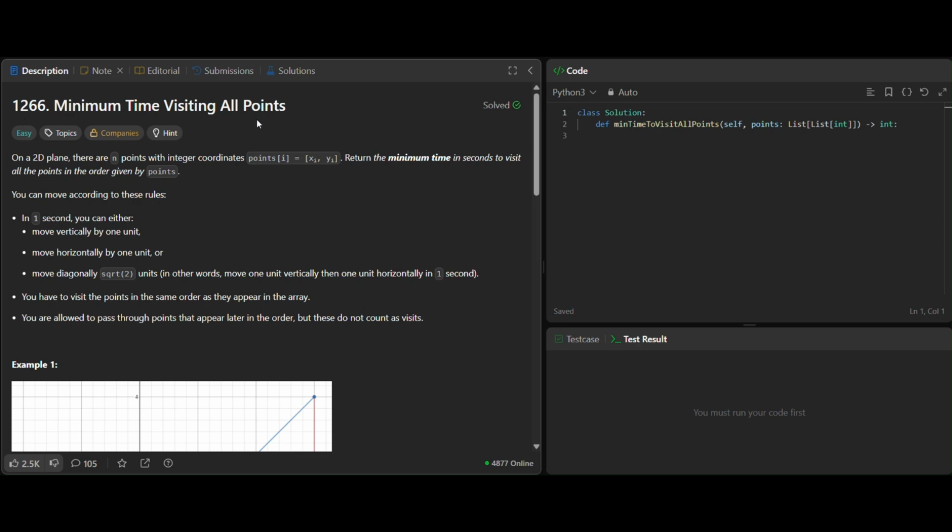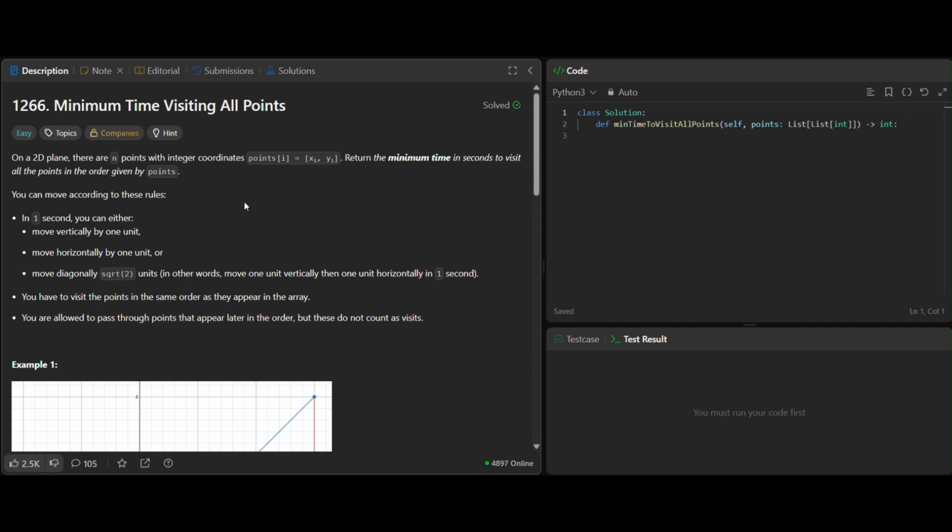Today we're solving LeetCode 1266, minimum time visiting all points. This is a deceptively simple problem that tests whether you can recognize movement patterns instead of simulating everything. It's common in interviews because the optimal solution looks too easy.